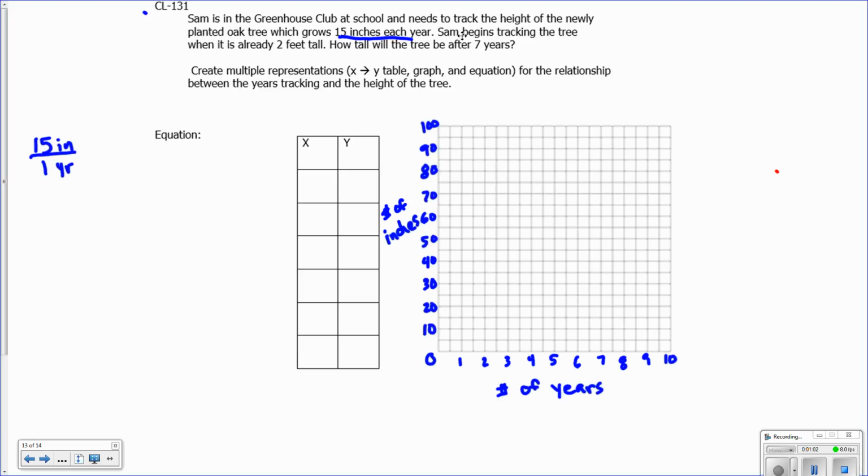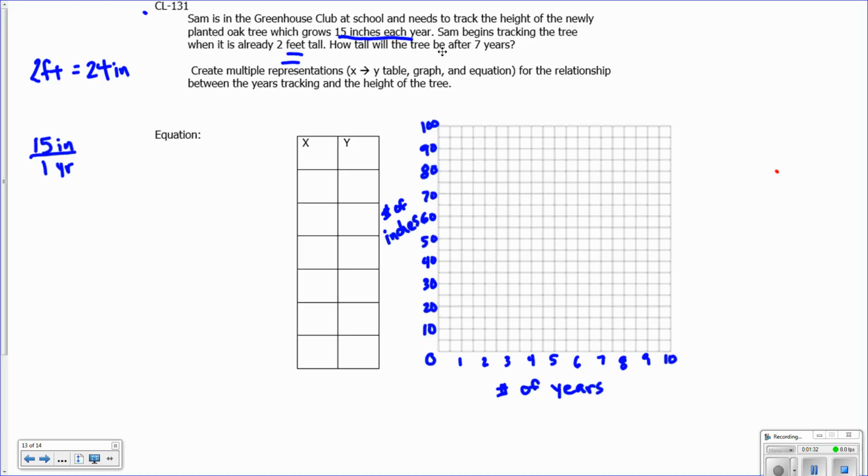And it says there that he begins tracking the tree when it's already 2 feet tall. So we have to think about that. It's already 2 feet tall. Well, 2 feet is going to be a different unit, so we need to think about that. That's going to be 24 inches. And since we're already tracking its growth in inches, we're going to convert that. So that's kind of like our starting point.